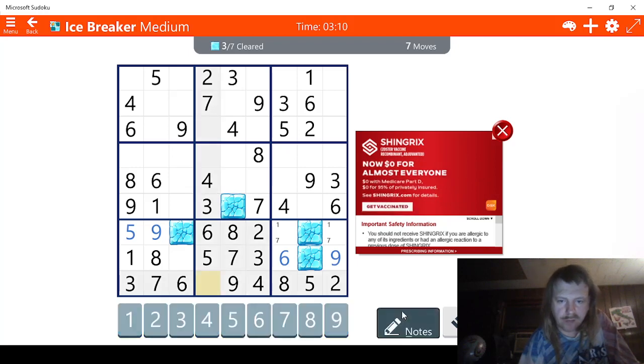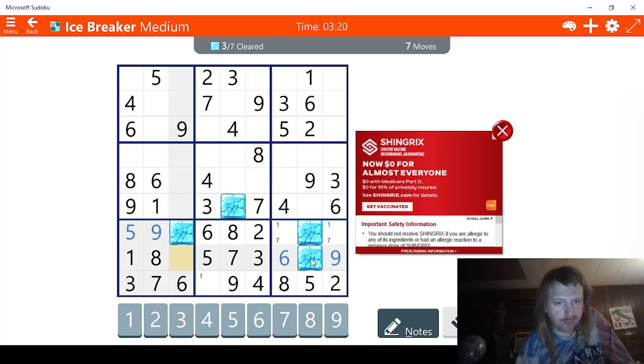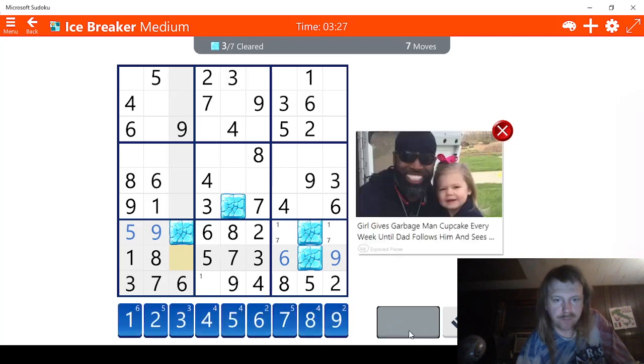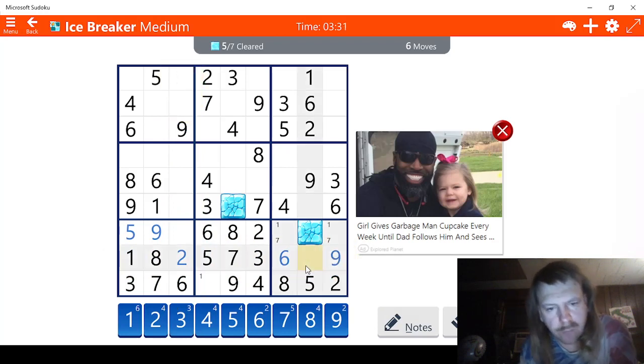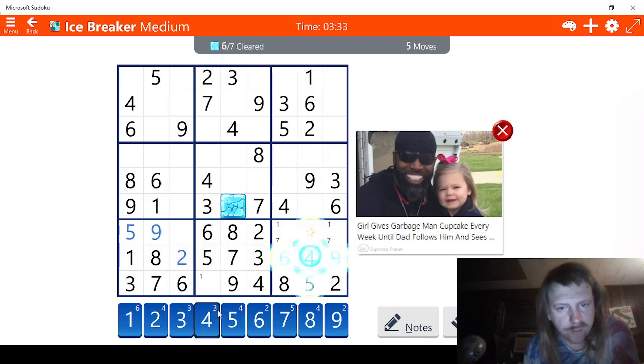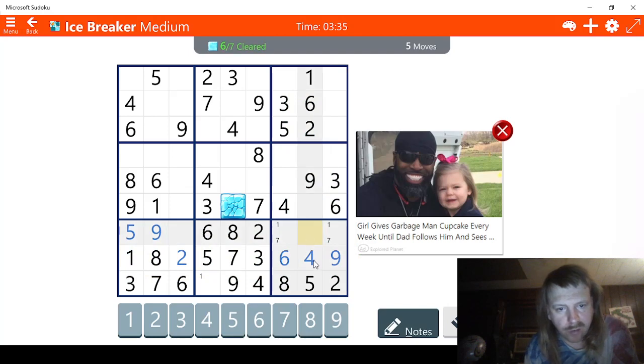Okay, we're gonna just notes mode this. 1. And this was a 4, I believe. So we have 1. This has to be 2. Yeah. And we know this is a 4. And we know this is a 3. Yeah, okay. All we have to do now is solve this.